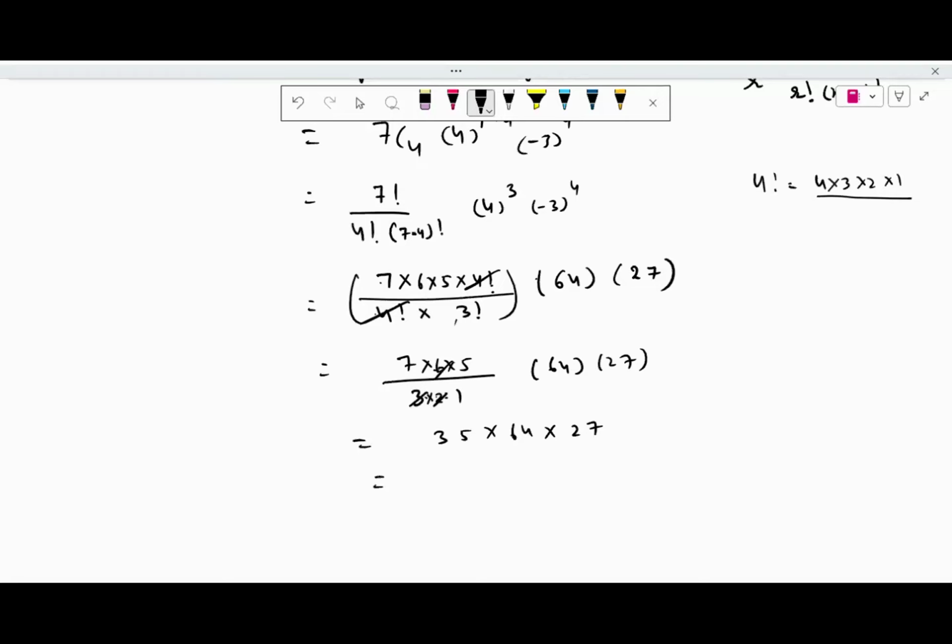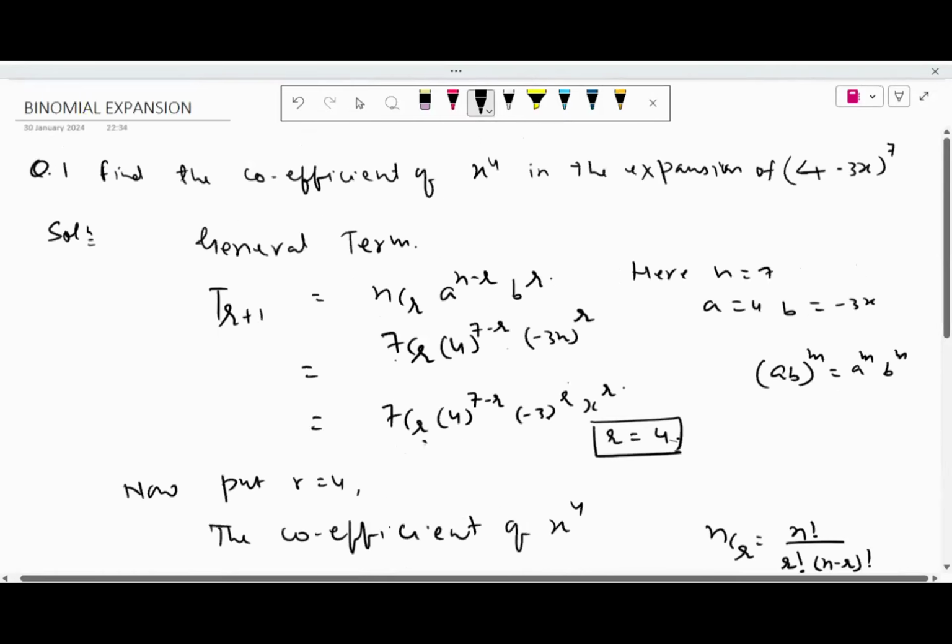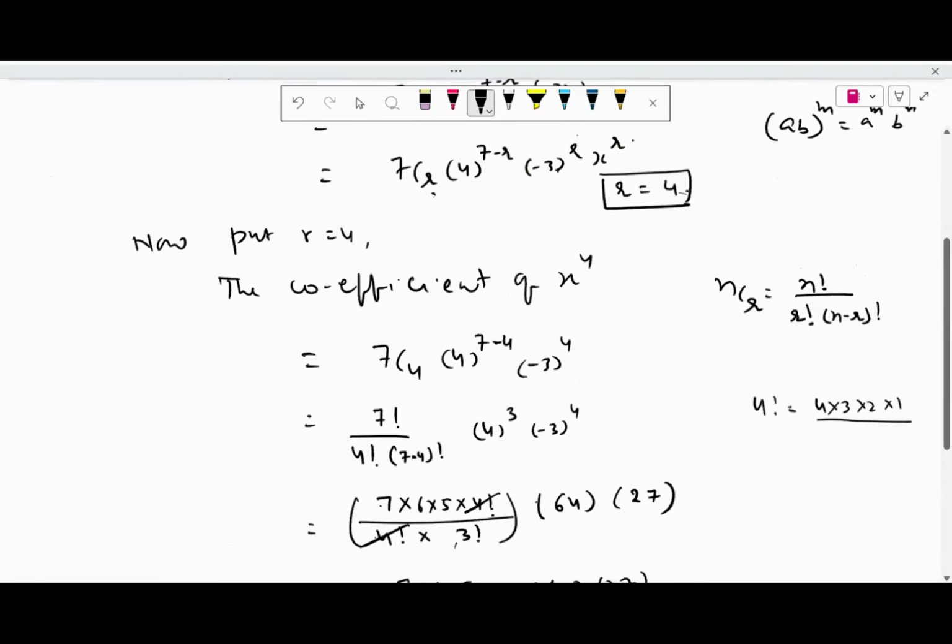Did you understand? Yeah, I got 60,480. Have you understood now? Yeah. Okay. 60,480. So this will be the coefficient of x to the power 4 in the given expansion.